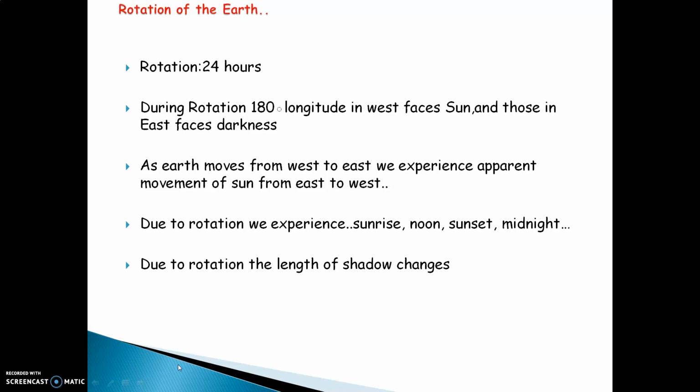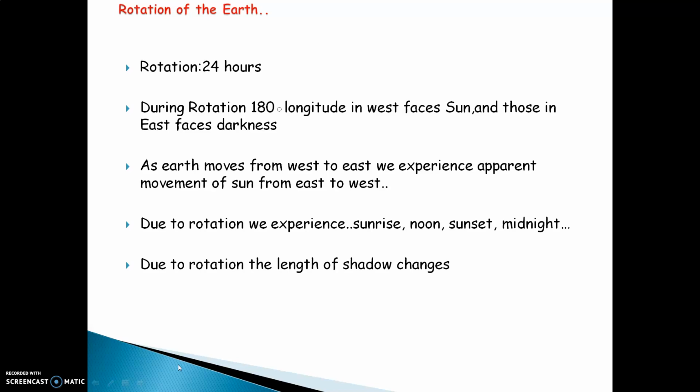As Earth moves from west to east, we experience an apparent movement of the sun from east to west. For example, if you are traveling in a bus and going ahead, you realize the trees or the shops or the buildings by the side seem to move in the opposite direction. The same thing happens over here also.